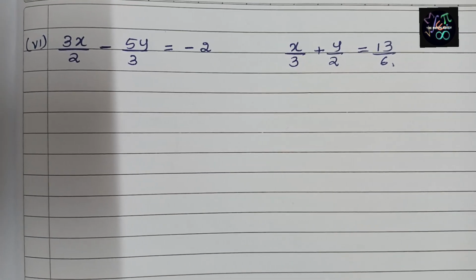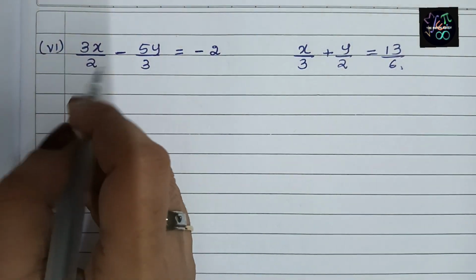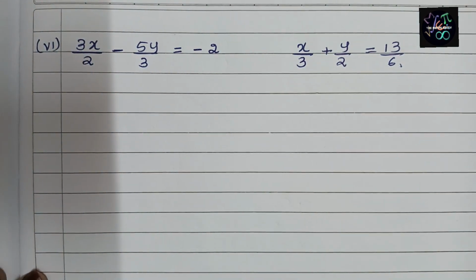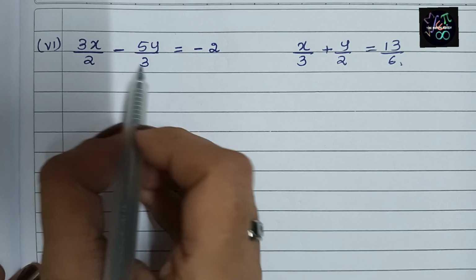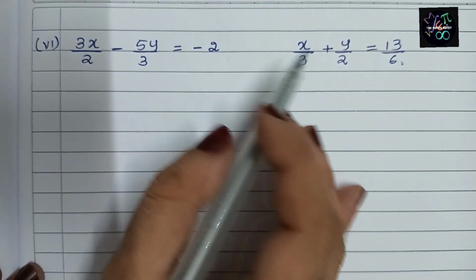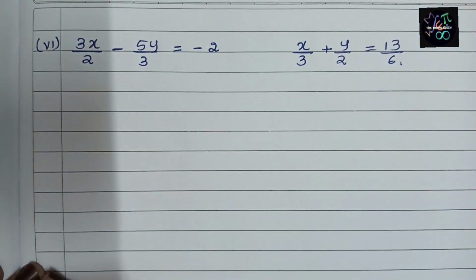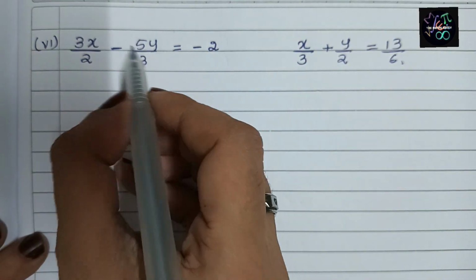We can see the sixth question, which is in a fraction form. Let us solve this. It's really very easy. It is not in our standard form, so let us make this equation in standard form first. How will we make it? We'll do the LCM form or cross multiply.